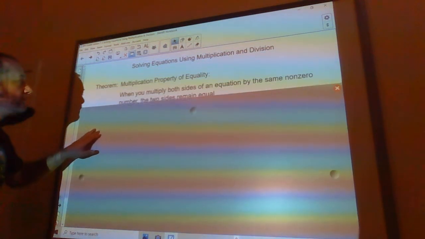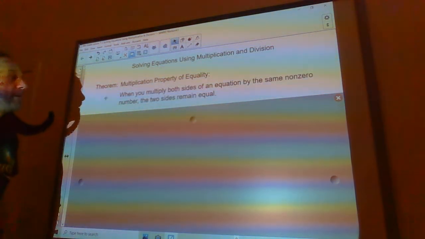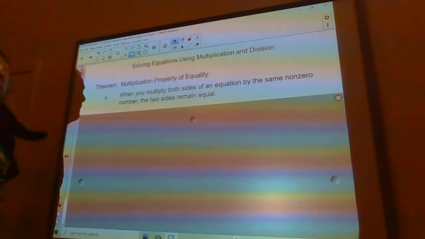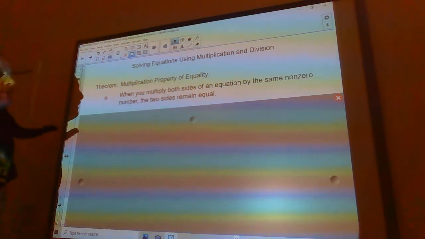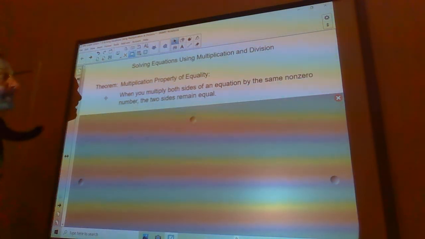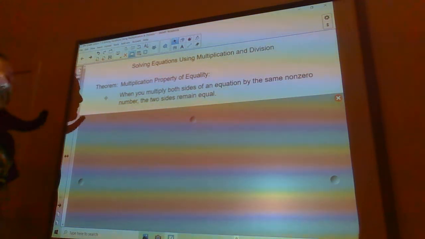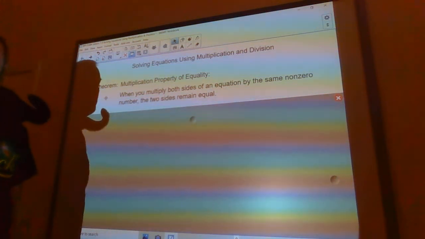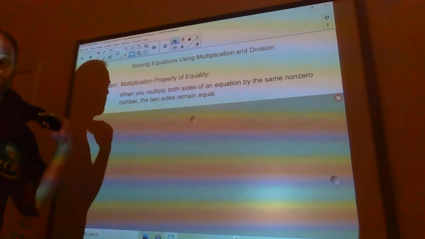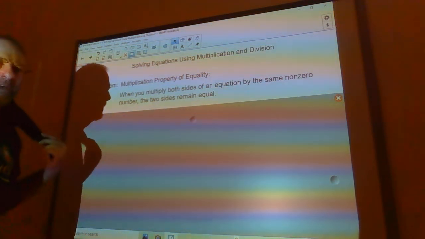So, the multiplication property of equality, this is a super important one that you need to know. When you multiply both sides of an equation by the same non-zero number, the two sides remain equal. So, you can multiply both sides by any number you want except for 0. You can't use that one. Anything else is fair game though.